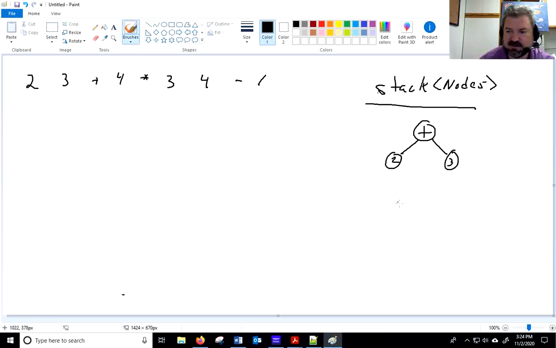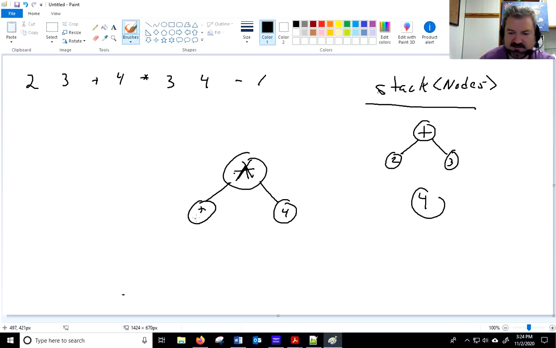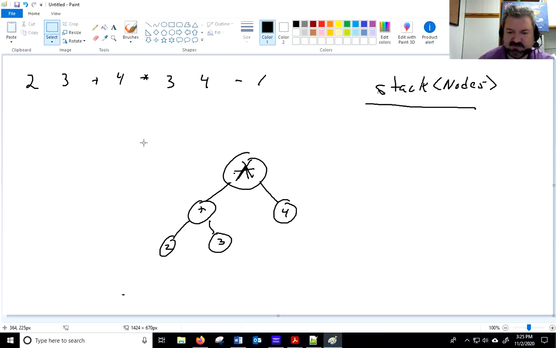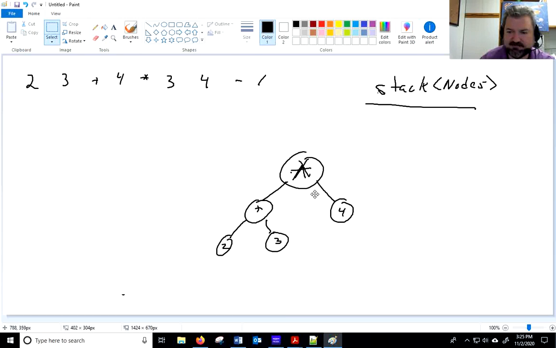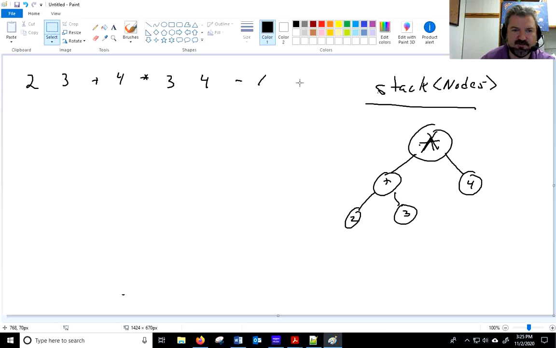All right, what's the next thing? Okay, we got another operand, so 4. But then we got an operator. So I've got this times sign. First thing I pop goes on the right. Second thing I pop goes on the left. And what this is going to link to is just that plus sign, but that plus sign, of course, has the link to a left child and a right child, right? So those are gone. And we push this back on the stack. So after we pop and assign, we push back on the stack. That's important.